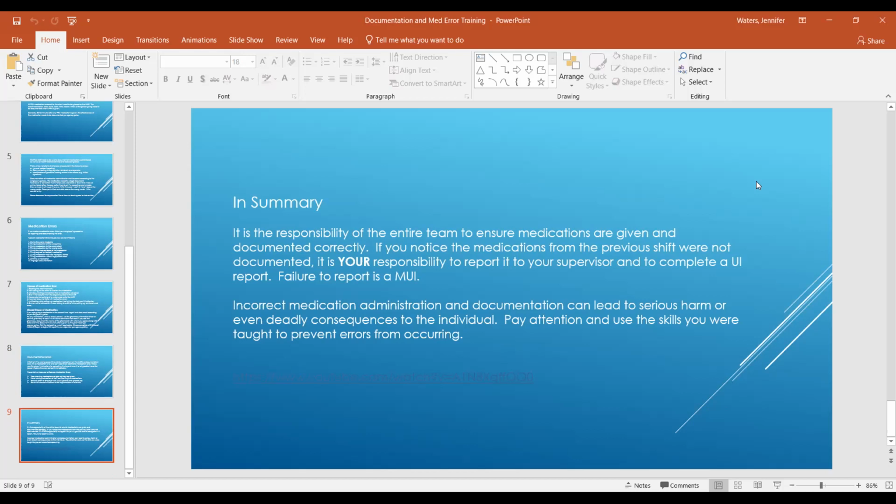Incorrect medication administration and documentation can lead to serious harm or even deadly consequences to the individual. Pay attention and use the skills you were taught to prevent errors from occurring.